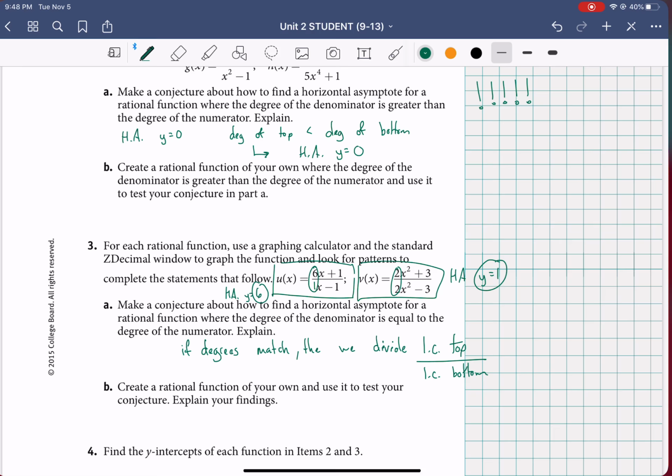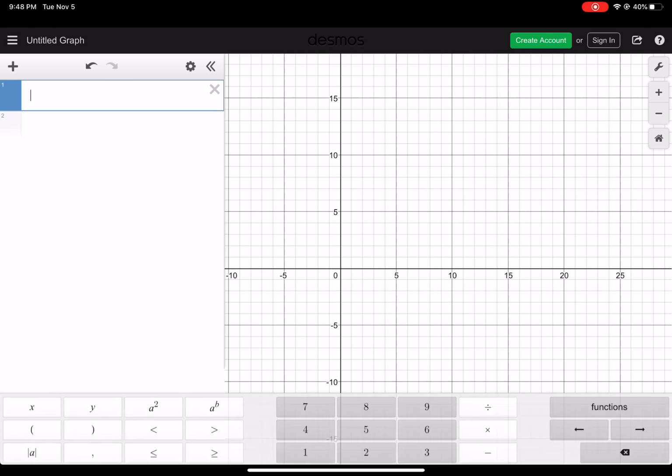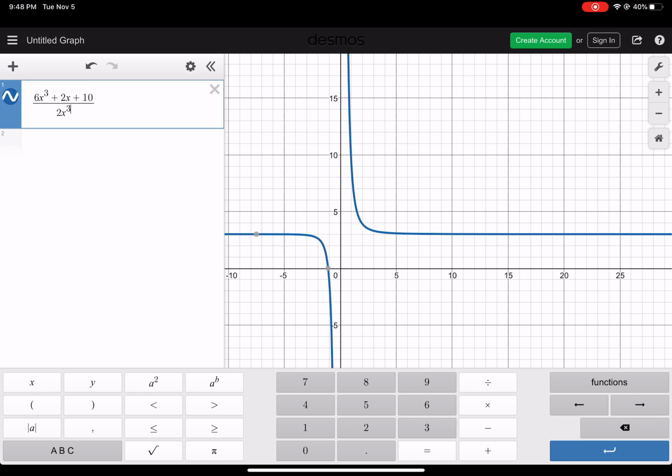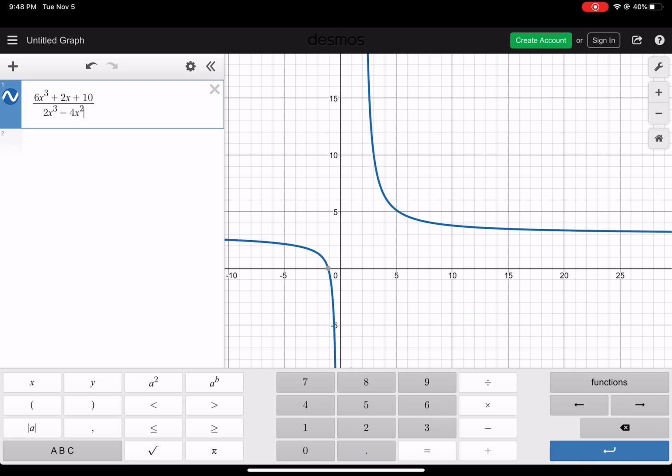So I wish I didn't delete the other thing, because then I could have just changed some numbers. So let's try another rational function that I just make off the top of my head. We want the degrees to match. Let's just do 6x third plus 2x plus 10. Just making it up. Next one, we want our degrees to match. Let's try 2x to the third. Our degrees have to match, but we can make this a funky one. Plus 4. Oh, let's do a minus. Minus 4x squared. So if our rule is correct, our conjecture, we take the leading coefficients of our top and bottom because we have the same degree and divide them.